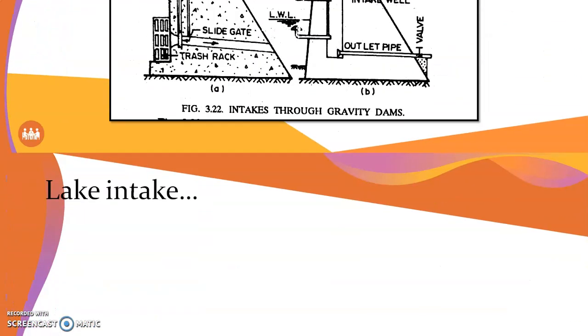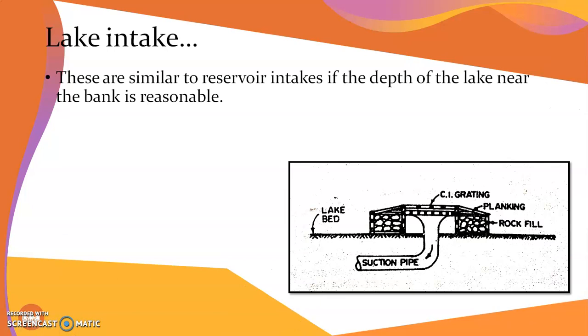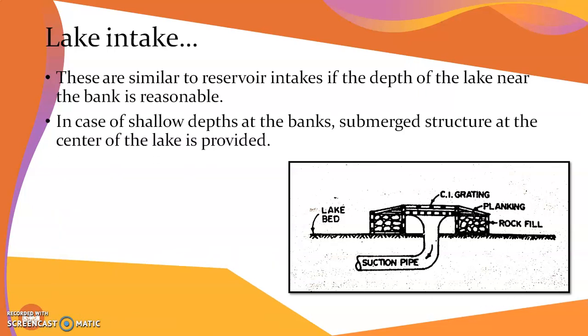The next type is lake intake. These are similar to the reservoir intakes if the depth of the lake near the bank is reasonable. In case of shallow depth at the bank, submerged structures at the center of the lake are provided. These are much simpler kinds of structures, as shown in the figure, which have been installed with the help of a rock fill surrounding and CI grating in the form of its opening.